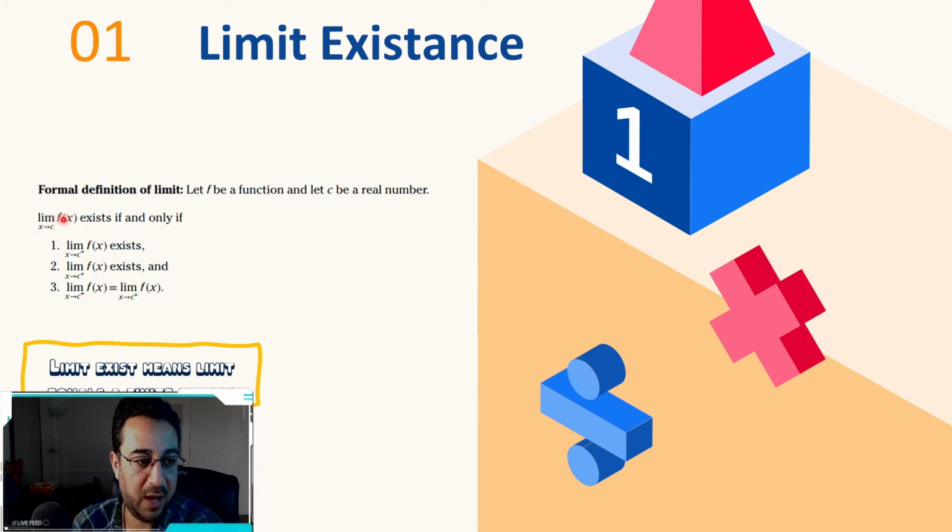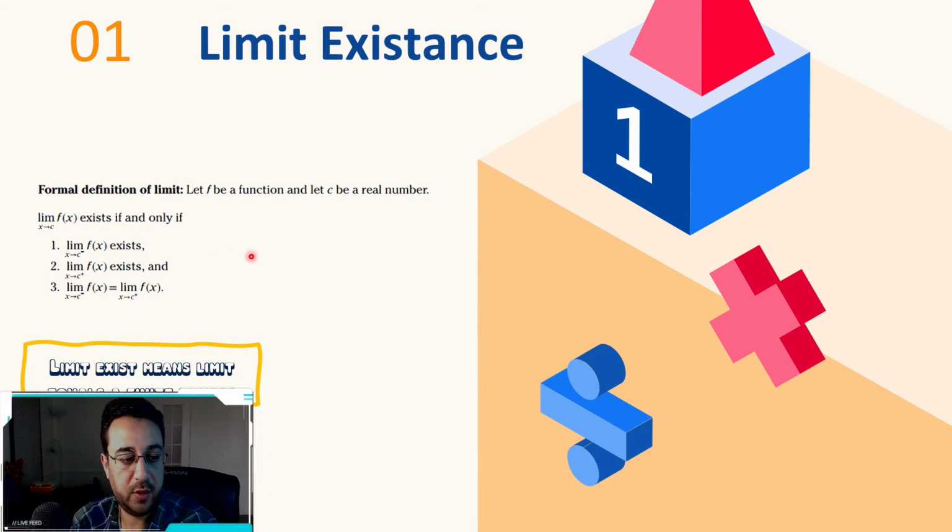The limit of f of x as x approaches c exists if and only if the conditions in the equation apply. Here we say the limit of f of x as x approaches c minus, what does it mean? It means as x approaches c from the left, it should exist. Then the limit of f of x as x approaches c from the right should exist, and as well the limit of f of x as x approaches c from the left equals the limit of f of x as x approaches c from the right.